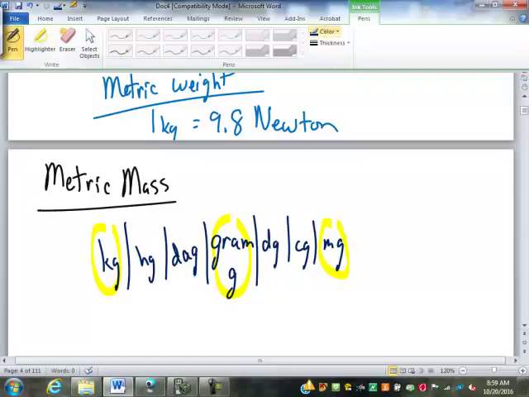1 kilogram is actually about 2.208 pounds, or 2.21 pounds. We're just going to say approximately 2.2 pounds in a kilogram. So a kilogram is a little bit more than twice a pound, but it's the closest thing we have to a pound in the metric system. A gram is considerably smaller than a pound, actually considerably smaller than an ounce. It's like 28.4 grams in an ounce.